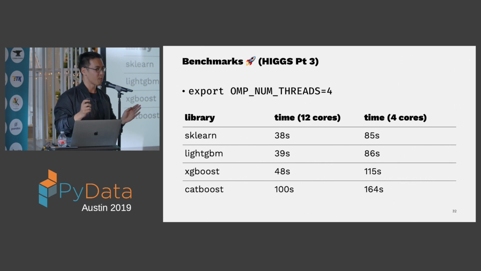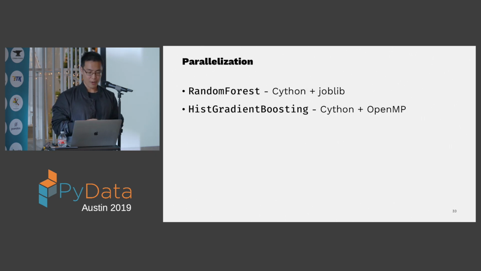Most of you just don't have 12-core machines. So if you have 4 cores, it's going to take more time, but it's going to have the same accuracy. So it's comparable with 4 cores as well. So this is how we parallelize the trees.